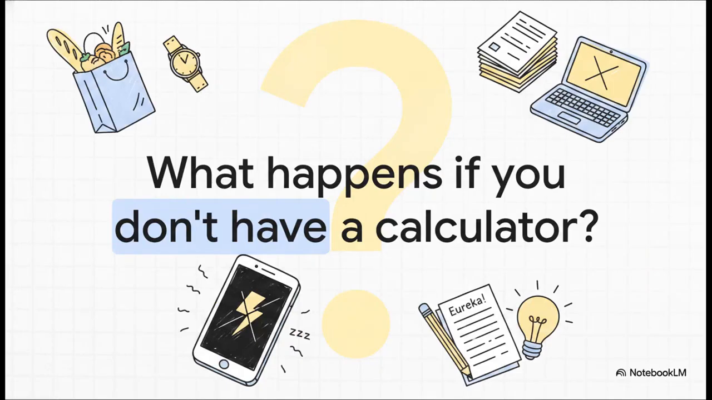But first, picture this scenario. You're out running errands, or maybe you're right in the middle of a really crucial project, and suddenly you need to multiply 46 by 526. So you reach for your phone, but the screen is black. The battery is completely dead. Panic sets in, right? You know that dreaded math sweat I'm talking about?